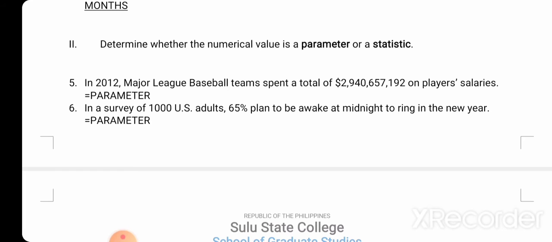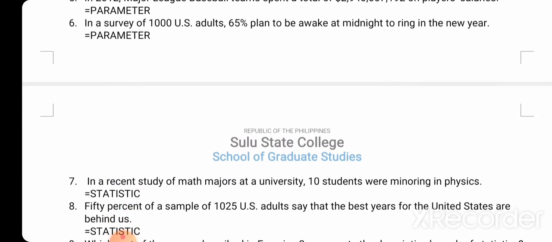And number 6, my answer is also a parameter. The question is, in a survey of 1,000 US adults, 65% plan to be awake at midnight to ring in the new year. My answer here is a parameter, because I think it is a numerical description of a population.